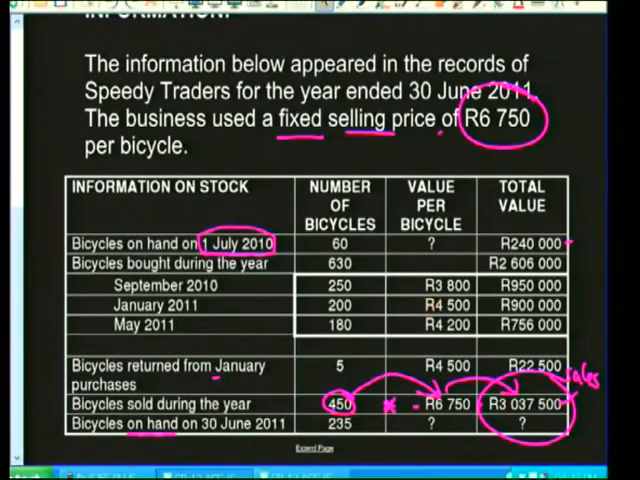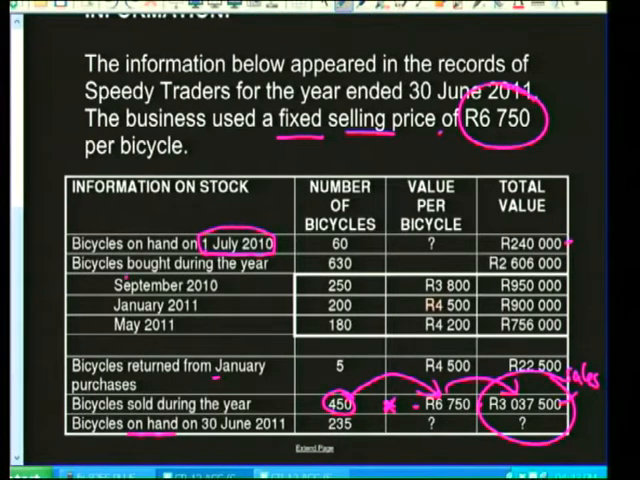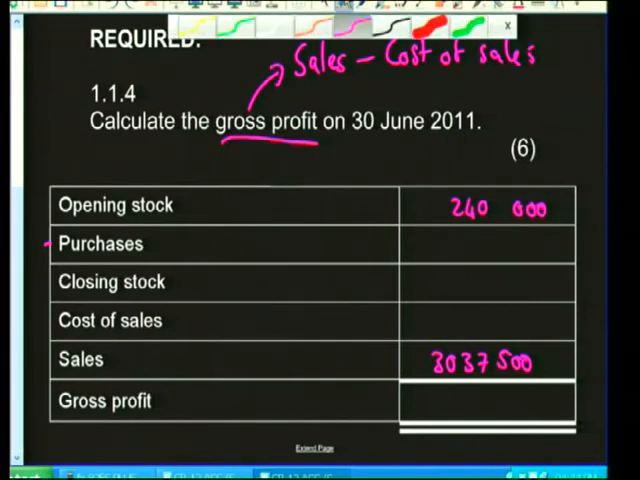So let's have a look back at what we've been given. You'll see there that our purchases are obviously going to relate to the bicycles that we bought during the year. And we've been given a whole lot of information. We've got September's bicycles purchased, January's bicycles purchased, and May's bicycles purchased. You can see that we've bought 630 bicycles at a total value of 2,606,000 Rand. So those are our total purchases. So let us put that in brackets here next to the total purchases.